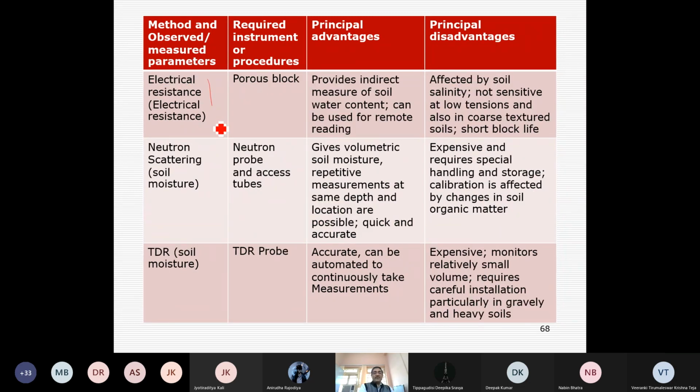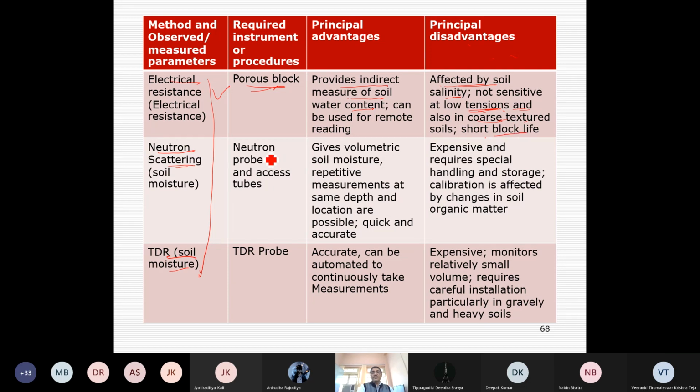Other methods which are used to measure the soil moisture are the electrical resistance method, neutron scattering or neutron probe, and TDR method of measuring soil moisture. Like electrical resistance, a porous block is required. Its advantage is that it provides indirect measurement of soil water content, but the disadvantage is that it gets affected by salinity if present in the soil. Not sensitive at low tensions, means at field capacity condition it is not very effective. It's not effective in coarse textured soil. The block has a short life.